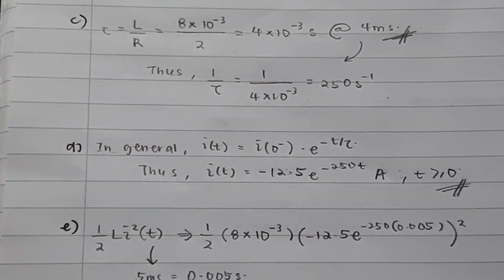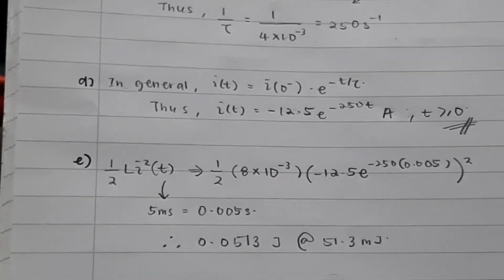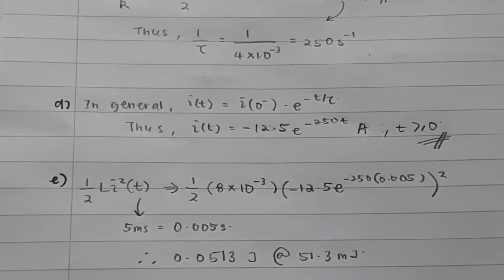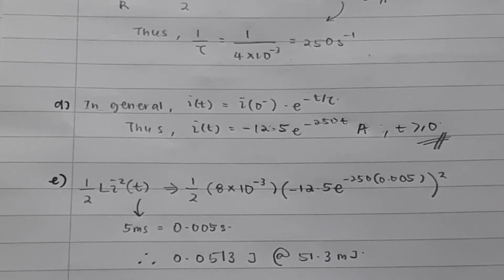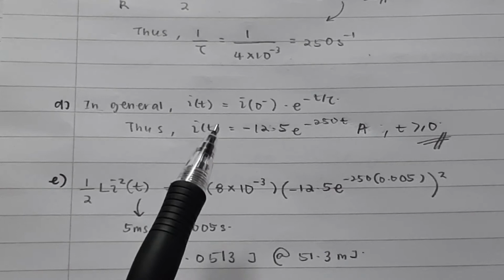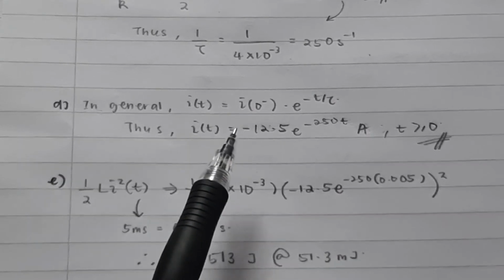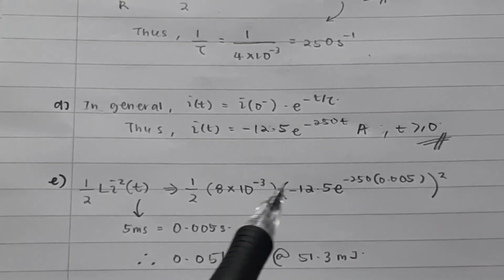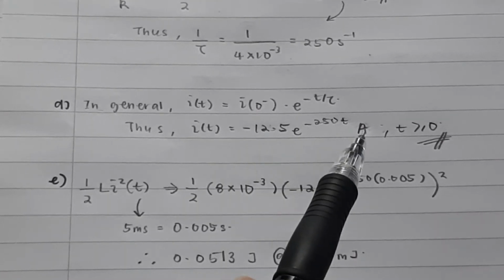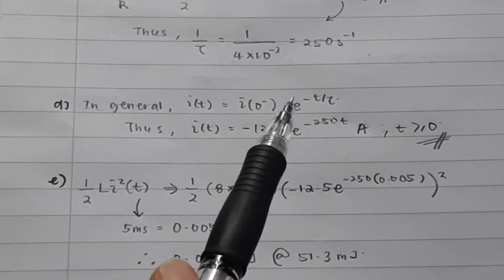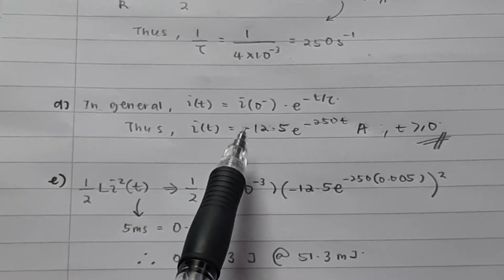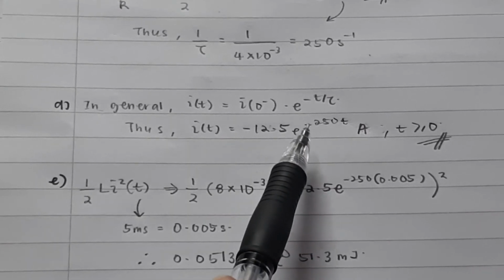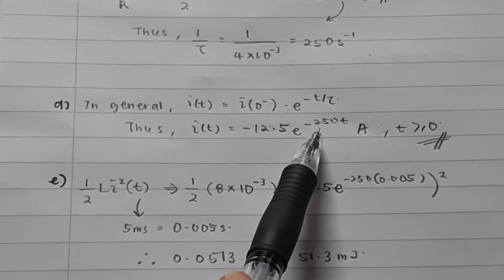So next, for the fourth question, what is the numerical expression for i(t) for t more than or equal to 0? In general, i(t) for the answer is I naught times e to the power of negative t over tau. So just simply put all the values that we got from the earlier questions. So what is I? I is negative 12.5. The exponent remains the same, then we can get negative 250 t.